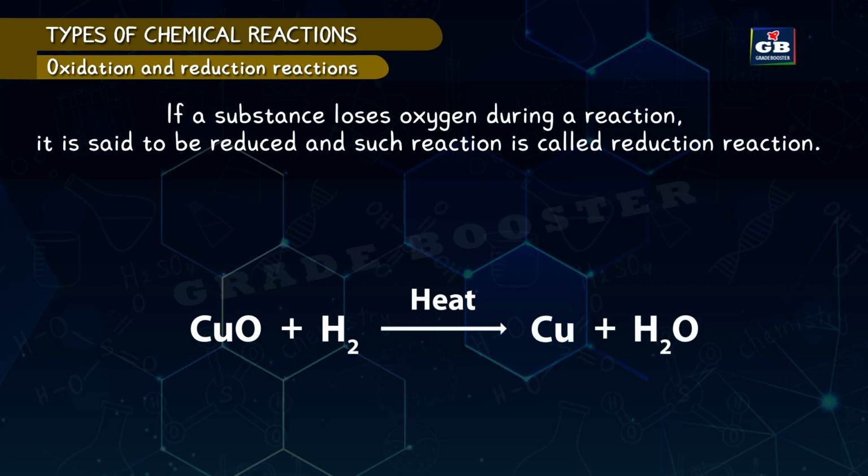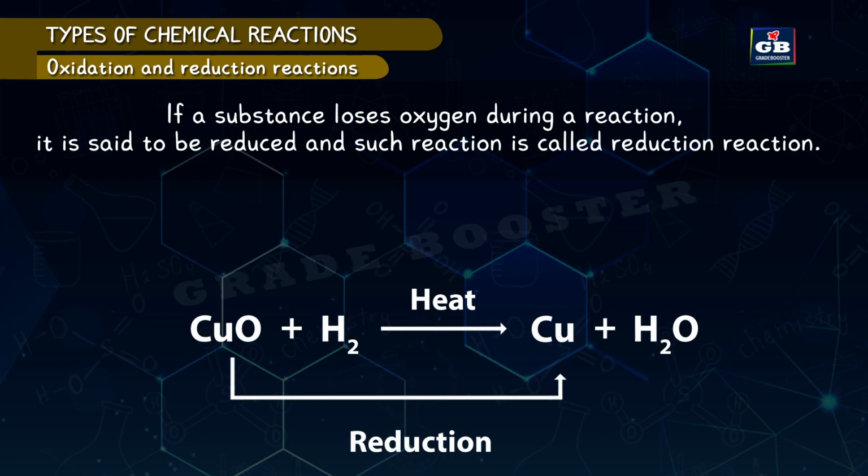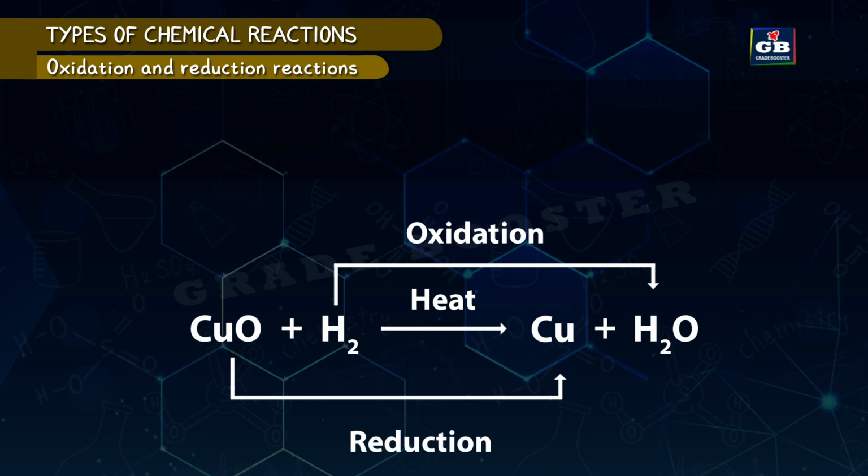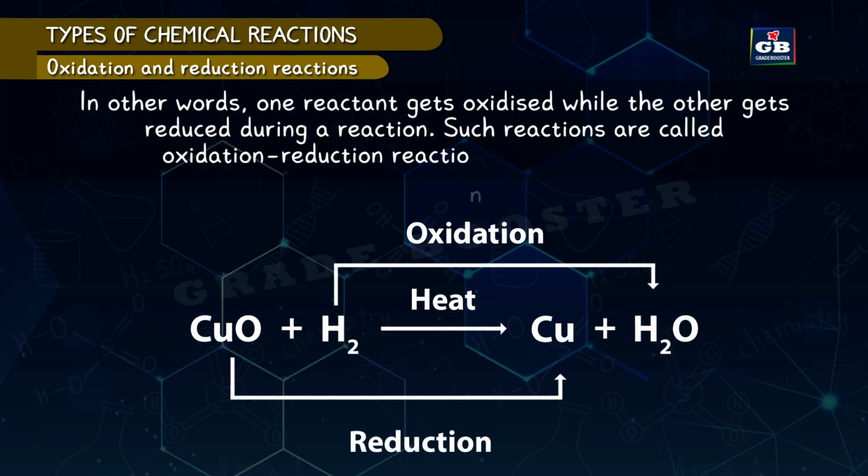This reaction has both oxidation and reduction in it. Let's see, copper oxide turning to copper is a reduction reaction, whereas hydrogen turns to water, it is an oxidation reaction. During this reaction, copper oxide gets reduced by losing oxygen. The hydrogen is gaining oxygen and is being oxidized. So in other words, one reactant gets oxidized while the other gets reduced during a reaction. Such reactions are called oxidation reduction reactions or simply redox reactions.